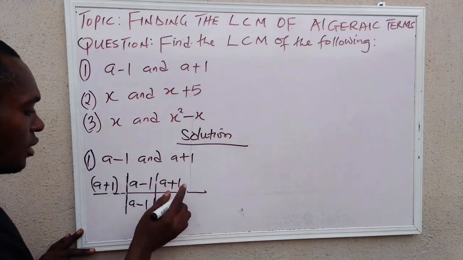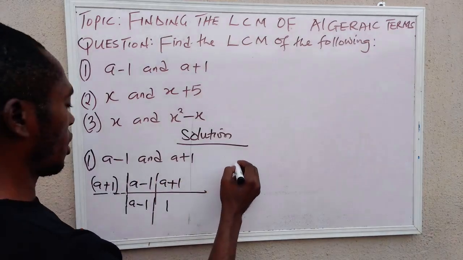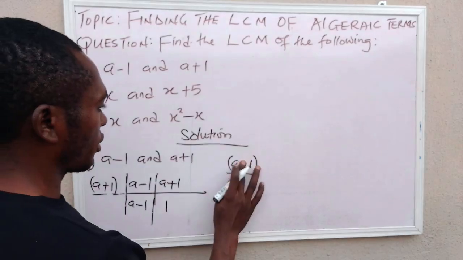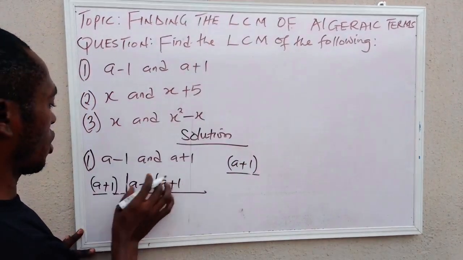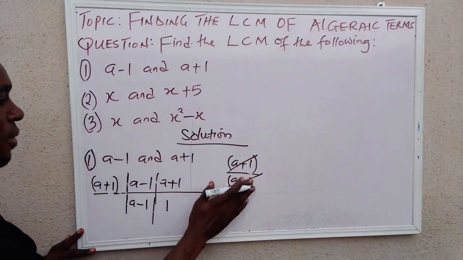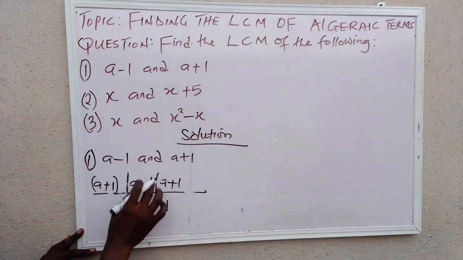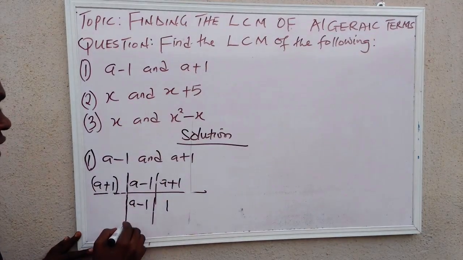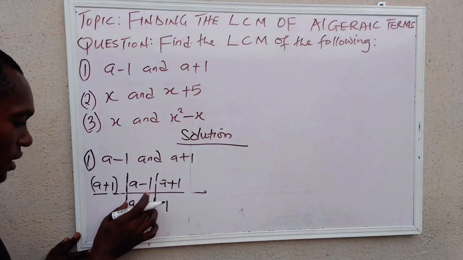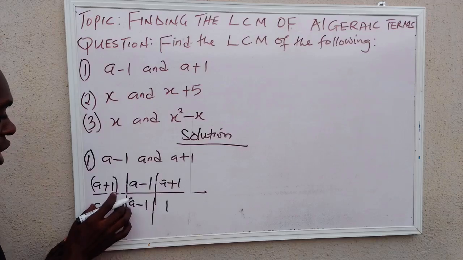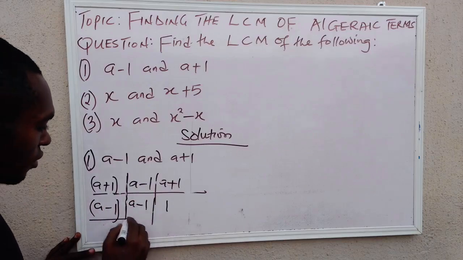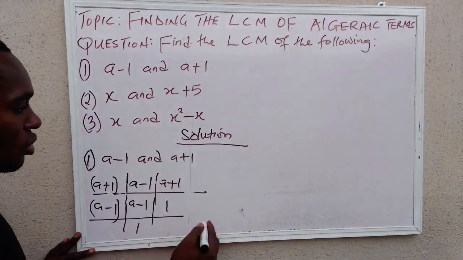But this can divide this, so this gives 1. Meaning a plus 1 over a plus 1 cancels, so you just have 1 here. But it cannot divide this because the signs are not the same. Then, since you already have 1 here, the only term that can divide this without a remainder is the same term. So we have a minus 1. A minus 1 divides this. When you divide this, what you have is 1. So that is all.